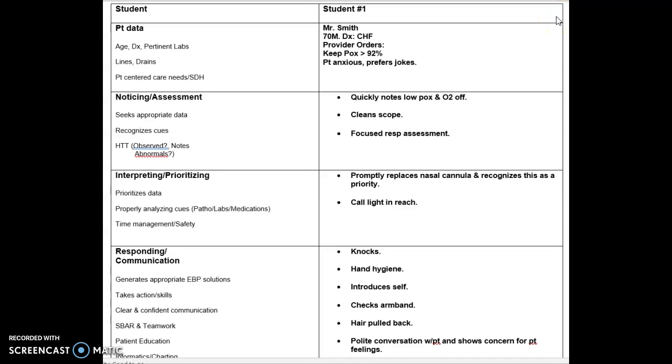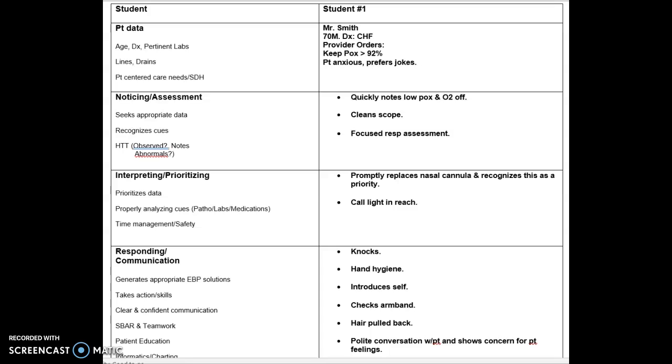This anecdotal note template can also help break down observations into more useful and more specific evaluative data. This is seen in the noticing and assessment sections, and the interpreting, prioritizing, and responding in communication sections.